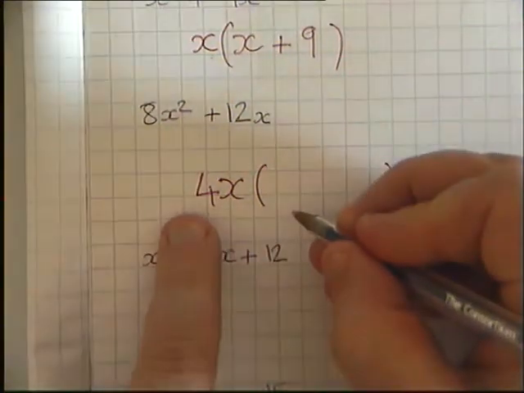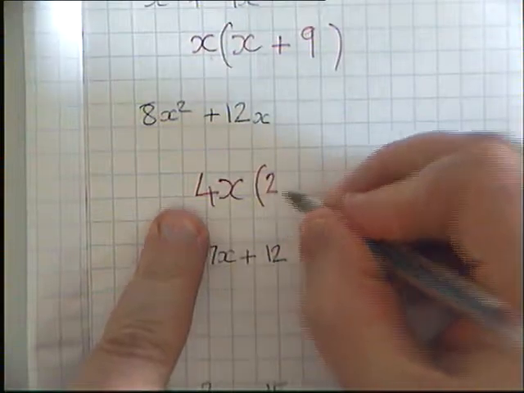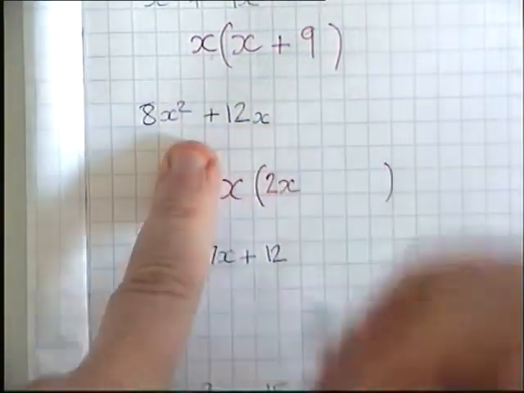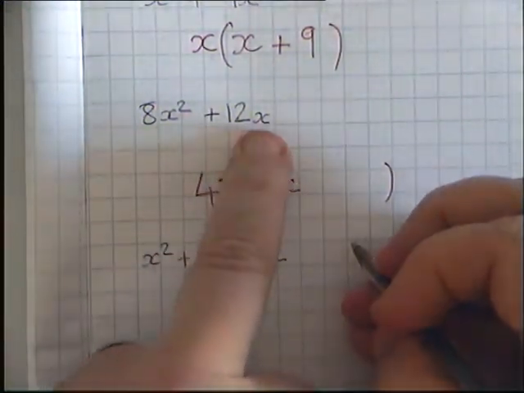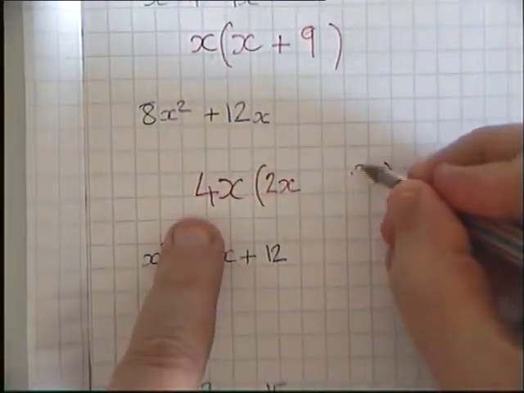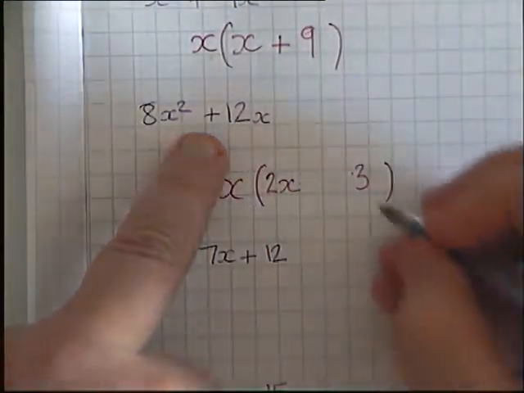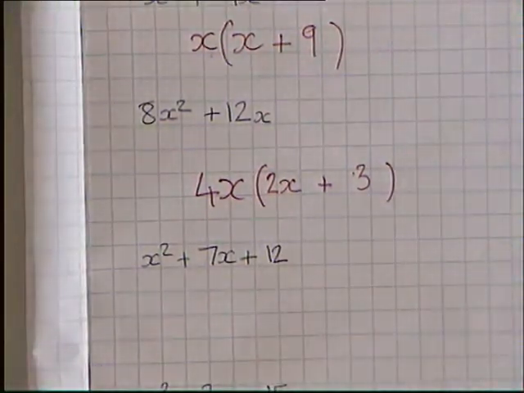So what do I times 4x by to get 8x squared? Well, I times 4 by 2 to get the 8, and I times x by another x to get the x squared. And what do I times 4x by to get 12x? Well, I times the 4 by 3, and it's already got the x here, so I don't need another x. And it's an add, so I put an add in the middle.